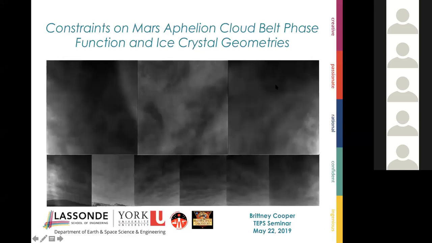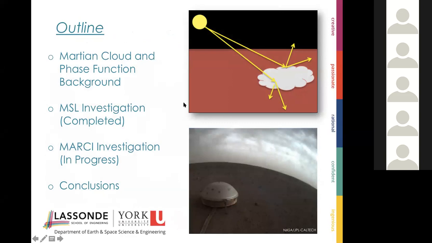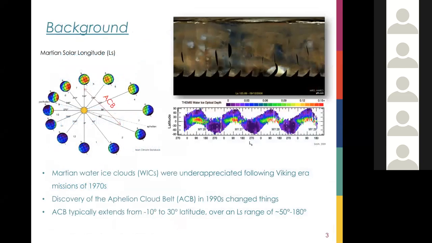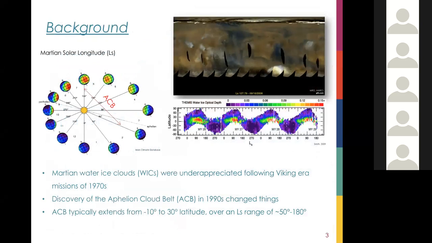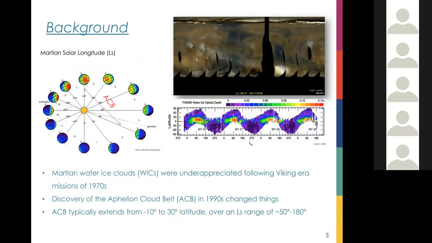All right. Okay, so I will begin with an overview of Martian water ice clouds and the phase function and why we care about them, and then talk about our work to constrain those parameters from both surface using MSL and orbit using MARCI. And then I will just simply go over the conclusions at the end. Right. So a lot of those outside of the planetary community are not necessarily aware or surprised to find that Mars has water ice clouds.